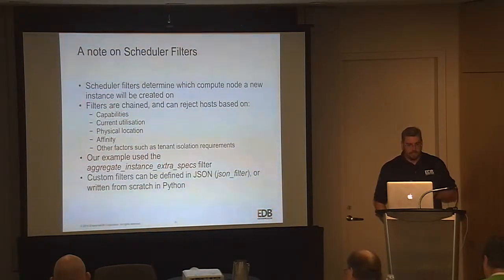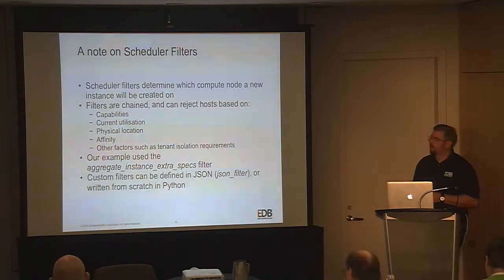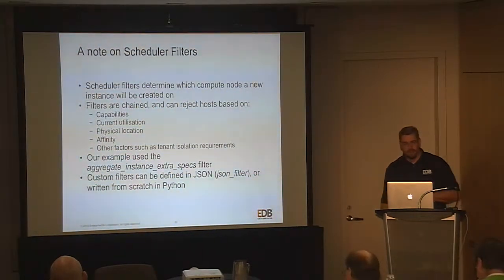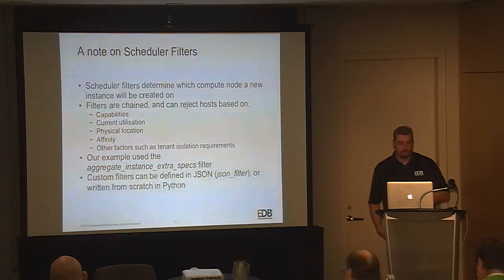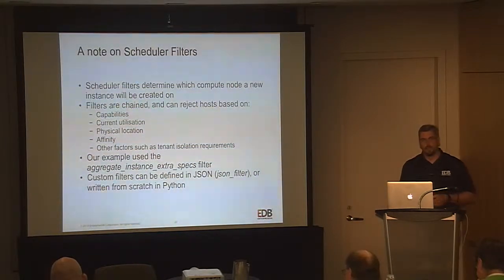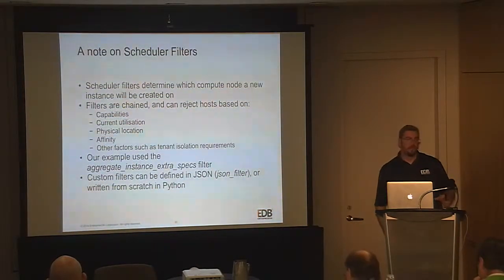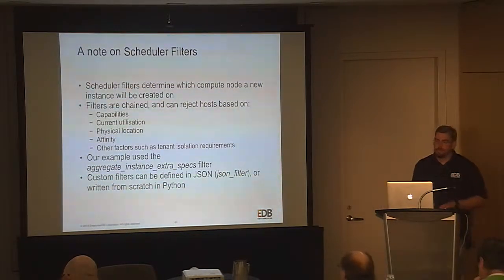Now, the example we just gave there used the aggregate instance extra specs filter, which is quite a mouthful. But you can also write filters in JSON. There's a JSON filter that allows you to define them. Or you can write them from scratch in Python. The code is actually pretty simple. You can just use one of the existing filters as an example, copy and paste it, and rework it as you need to.